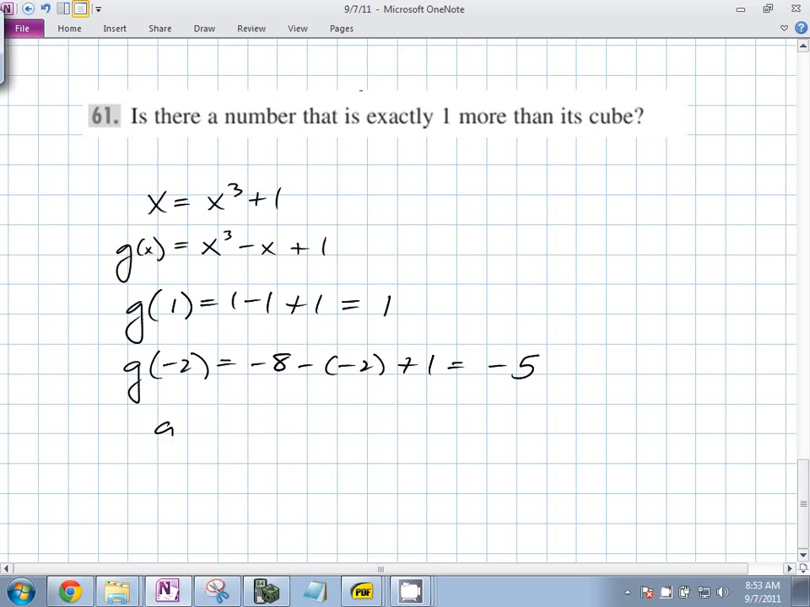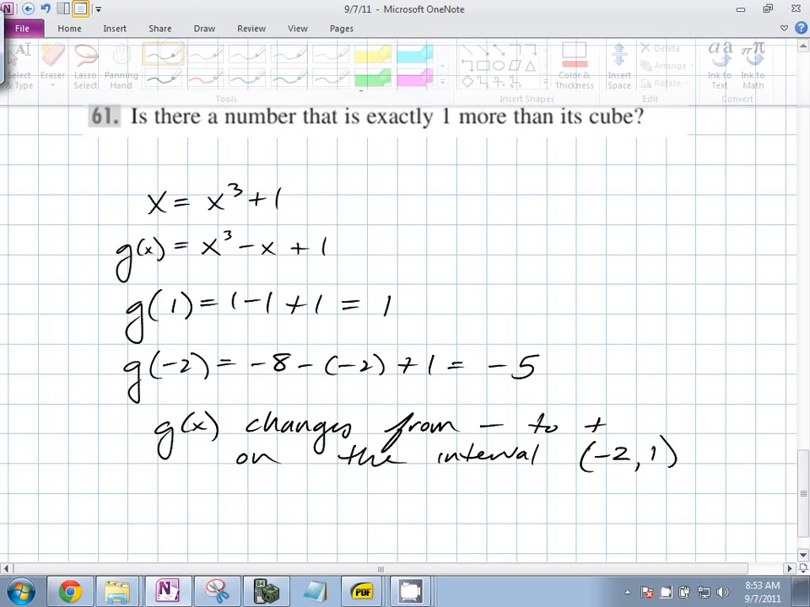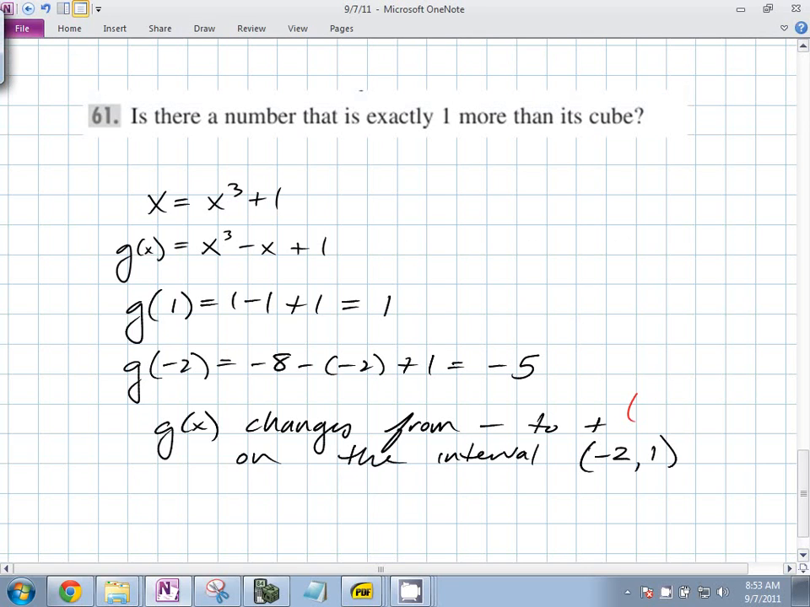G of x changes from negative to positive on the interval. Negative 2 to what? 1. The interval's from negative 2 to 1. And it changes from negative to positive how many times? It doesn't have to be infinitely. It's at least how many times? At least once.